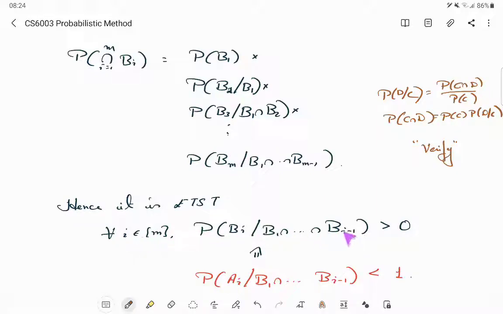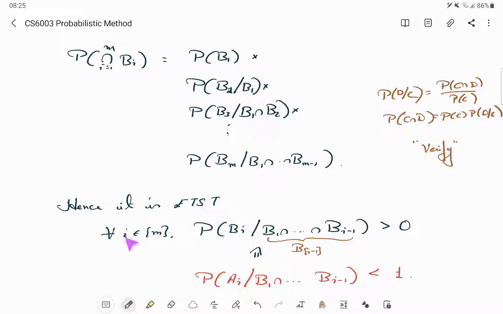if I denote it by some common index i, it is P of Bi given the B events up to i, not including i. So Bi given B1 intersection all the way up to B(i-1). By the way, I can even denote it as some B(i-1) if I need it, but I did not. So this is the event that we will have.